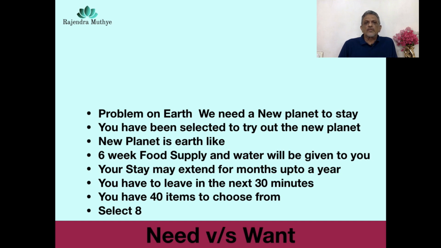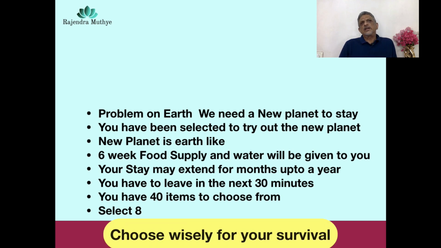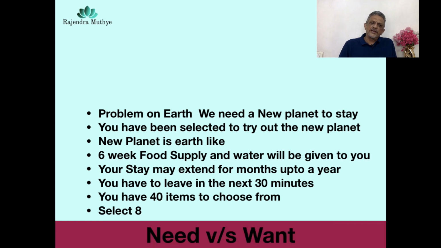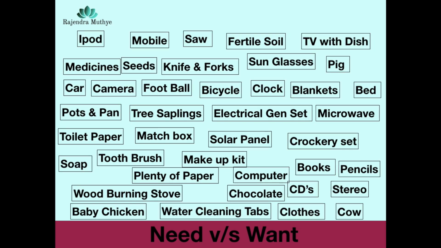So now only 30 minutes have been given to you. You have to pack up things. I'm going to ask you to pack up a few things to take along with you. I'm going to throw some 40 things from which you can choose. Okay. Now remember, it is for survival, because the planet is new, you have been chosen. So look at it from the context of survival. What is it that you really need and what is it that you really want? Let's look at what people are going to pick up. 8 items. You have to pick up 8 items from these.